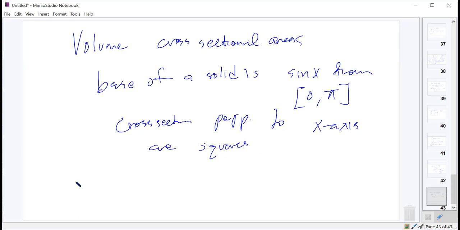So all we're going to do is we're going to integrate from 0 to pi. And if we sketch this, right, this is what 0 to pi looks like. We have these squares popping out at us. And so what is the area of one of those squares? The area of one of those squares ought to just be the side length squared. And the side length ought to just be sine x. So it should just be the integral from 0 to pi of sine squared x dx. Everybody good with that?